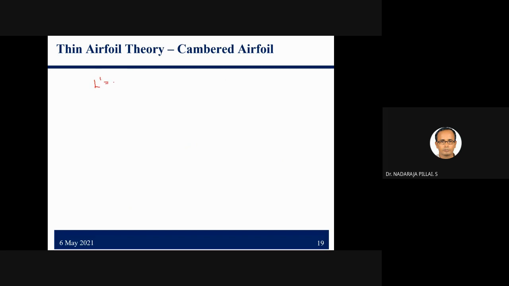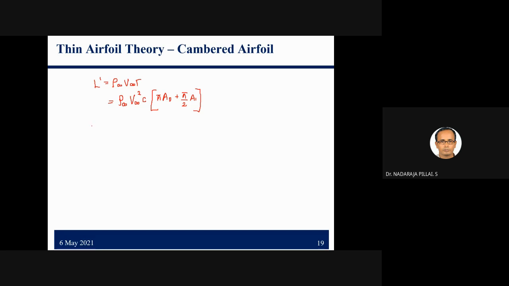Dash is equal to rho infinity V infinity gamma. So that can be written as rho infinity, and we have one more V infinity, so it will become V infinity square and C into pi into A naught plus pi by 2 into A1, and we have considered n is equal to 1 in this case, right? So we have L dash.